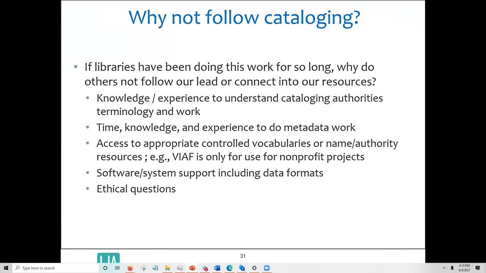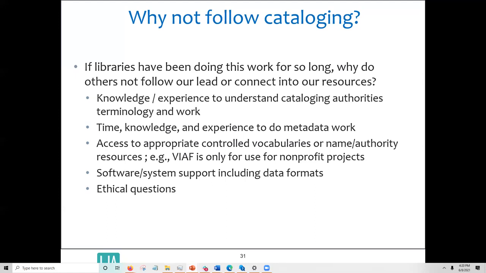So if you're working on a website, or maybe you're working in digital archives or institutional repository, you may not even realize that cataloging is doing some identity management, or you may not understand what authorities is if you hear that term. Or you may just not really understand how it could work with what you're doing.